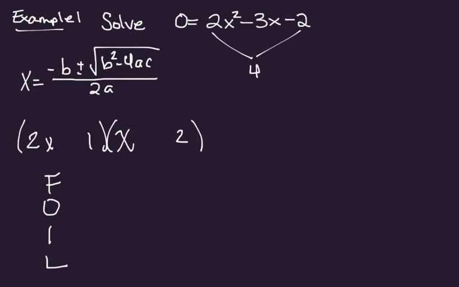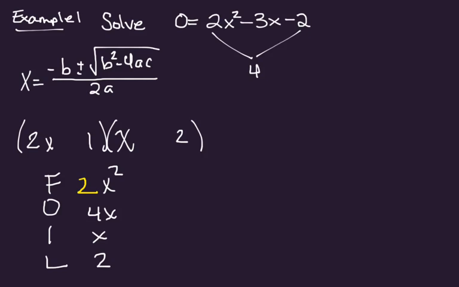So you have 2. Okay, so 2x squared here. The next one, if you do your outer terms, that's 2x times 2, gives you 4x. And the next one would be 1 times x to give you x. And the last one would be 1 times 2. The tricky part is getting your signs to work.